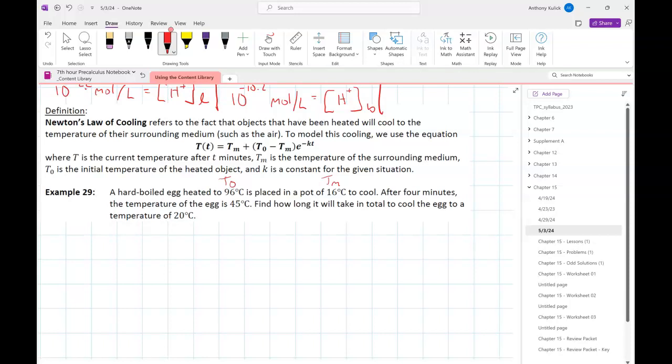But then we have this other, after 4 minutes, the egg is 45 degrees. So that's like a T of T. The T there is 4 because it told us 4 minutes it took to do that. And then it says how long, so we're looking for a T to get to 20 degrees. So that's another T of T, but there we don't know the T, right?